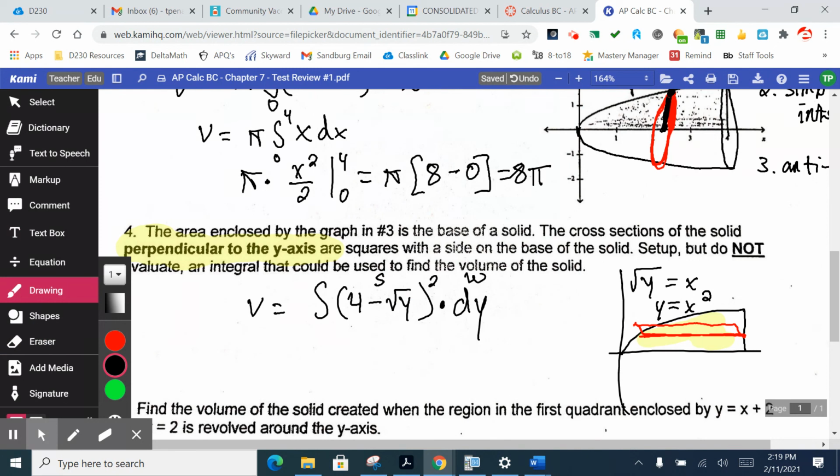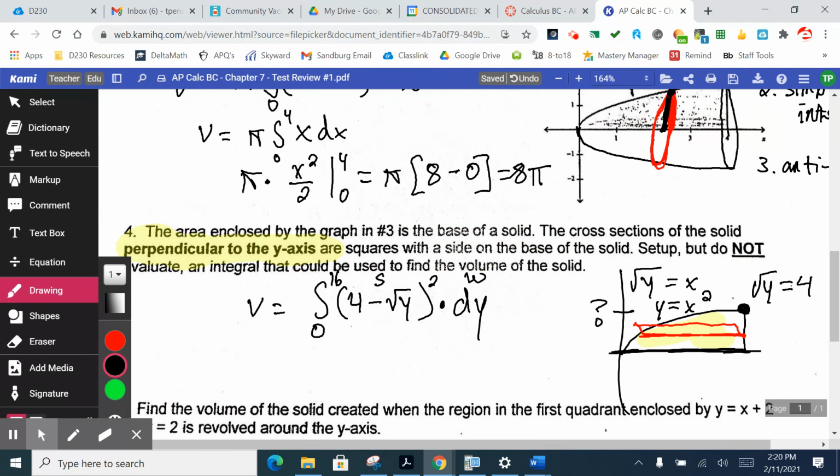All right, less than a minute. Let me hustle through here. Make sure your limits are y's. The lower y value down here is definitely a 0. And then our upper limit would be the y coordinate where those two guys would have intersected. That is the intersection of root y and 4. So our upper limit should end up being 16.